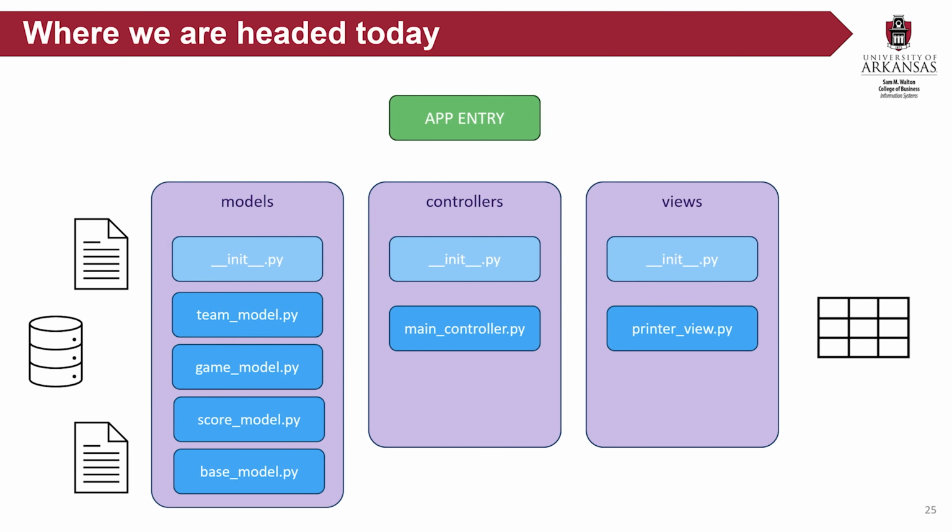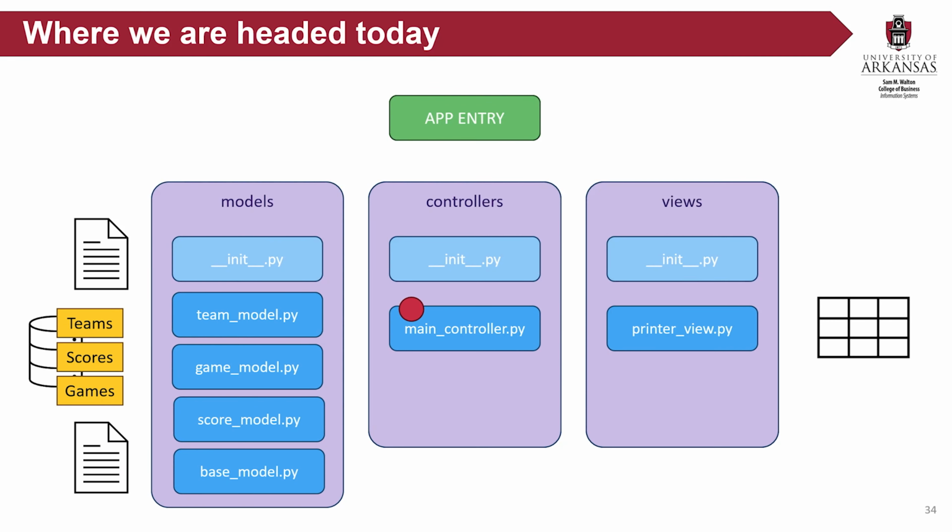So when we run our application, we're going to start at the app entry point. We will then pass it off to the main controller and let the main controller orchestrate everything. The main controller will go to our team model, which will read in the teams from our data file and store that into the database. We'll then let the main controller go to the game model, and the game model will know how to read in games and scores from that second data file. We'll store those in our database.